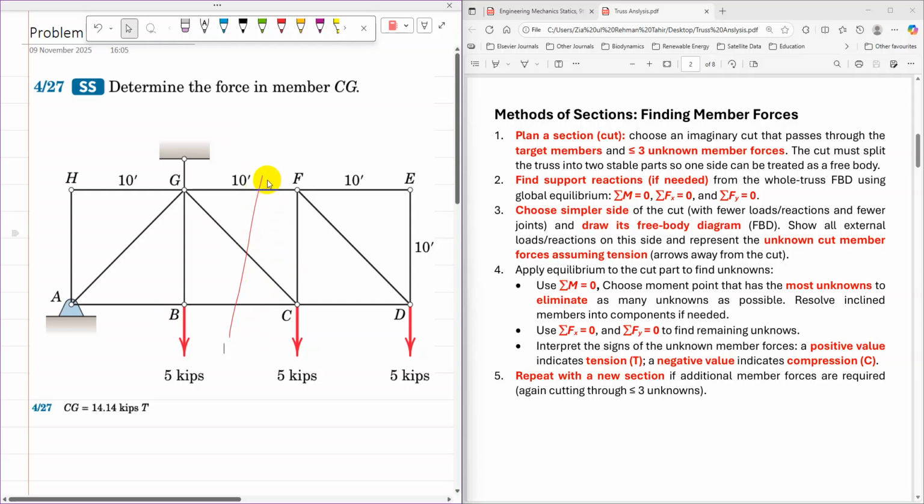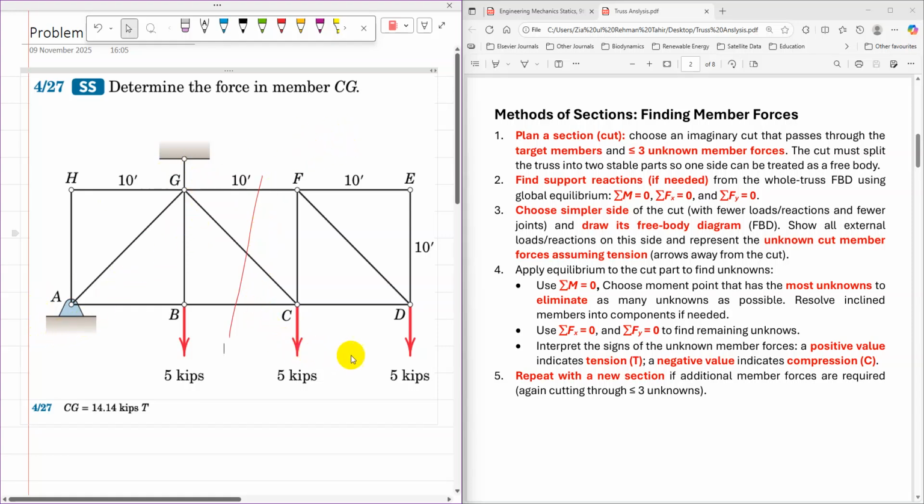That's a cut, and that cut is going to split the whole truss into two sections, the right section and then a left section. Then you need to choose the simpler side of the cut with fewer loads, reactions, and fewer joints. On the left cut there is a support and then there is another support, so we need to find support reactions. The left cut I'm not going to select because it has three unknown reactions.